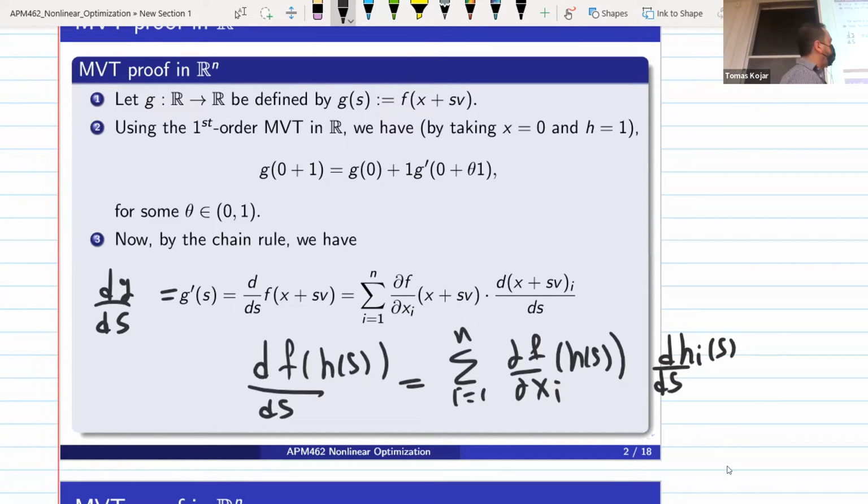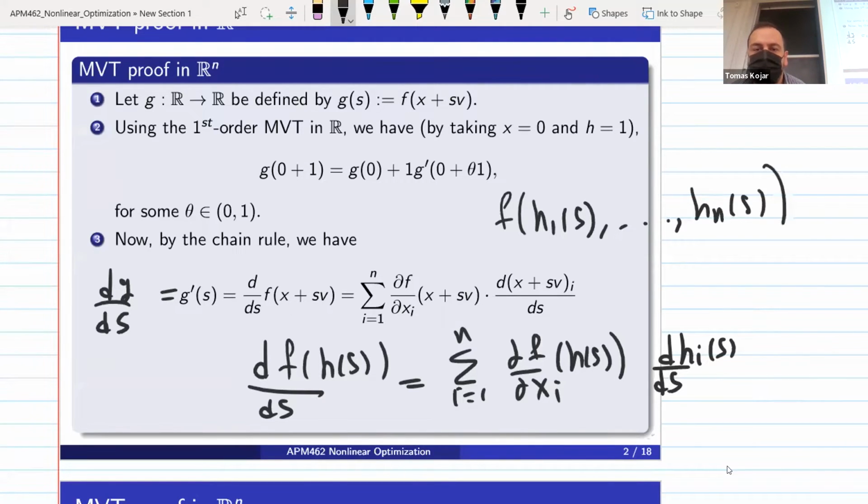So yeah, F has inputs, right? So it has h_1(s), ..., h_n(s), and here this is h. So h_i is equal to x_i plus s v_i. So all we're saying here is take the ith derivative and then take the s derivative of h_i. Okay? That's what i means. Take the ith component. Is that okay? It's just a review.